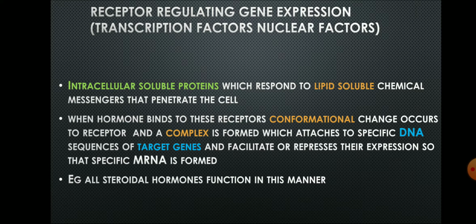So they respond to lipid soluble chemical messengers that penetrate the cell. Okay, so we know that lipid soluble drugs can directly penetrate the cell. So what they are going to do in the cell, they are going to interact with these receptors. Now when hormone binds to these receptors, conformational change occurs to the receptor and a complex is formed. Okay, क्या होगा, हमेशा की तरह कन्फर्मेशनल चेंज होगा. और जैसे ही कन्फर्मेशनल चेंज होगा, हमारे पास बनने वाला है एक कॉम्प्लेक्स. ओके, नाउ व्हाट दिस कॉम्प्लेक्स इज गोइंग टू डू. सो बेसिकली हमने देखा कि ये जो रिसेप्टर्स है वो साइटोप्लाज्म या फिर न्यूक्लियस के अंदर प्रेजेंट होते हैं, राइट?